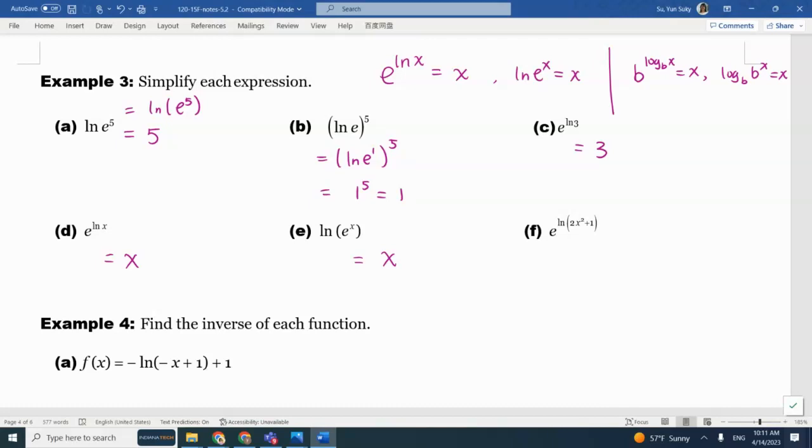So this is the rule. We get this because the way we define the natural log is as the inverse function of the exponential function. So these are the rules, and then you apply the rule. ln and e cancel, you get x. e and ln cancel, you get x. How about here? Yeah, exactly. e and ln cancel, you just get whatever is left there. So 2x squared plus 1. So far, so good, everybody?